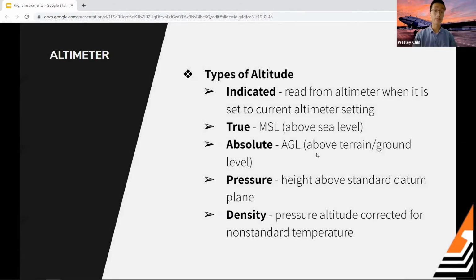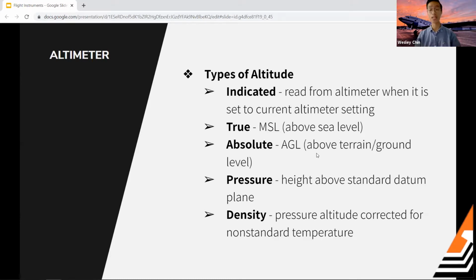We've got 5 different types of altitude that you also want to understand here when talking about the altimeter. The first one is indicated altitude. This is just whatever is directly read from the altimeter when you have your current altimeter setting in. The second is true altitude. This is height above mean sea level.